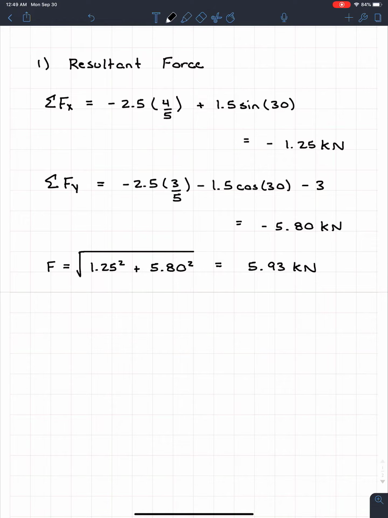However, it's just a magnitude. We have no idea which direction it's going. We don't know if it's going up or going down. So the next thing we're going to want to solve for is its direction.